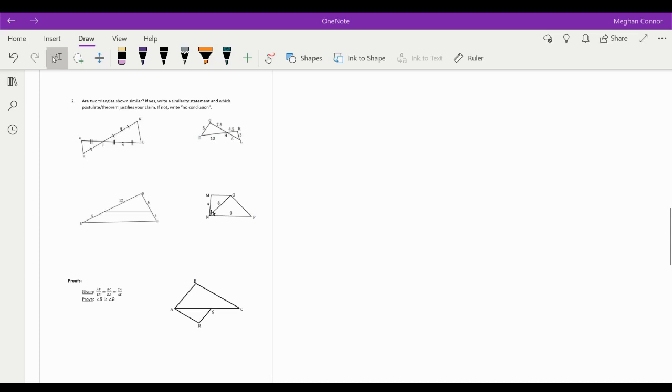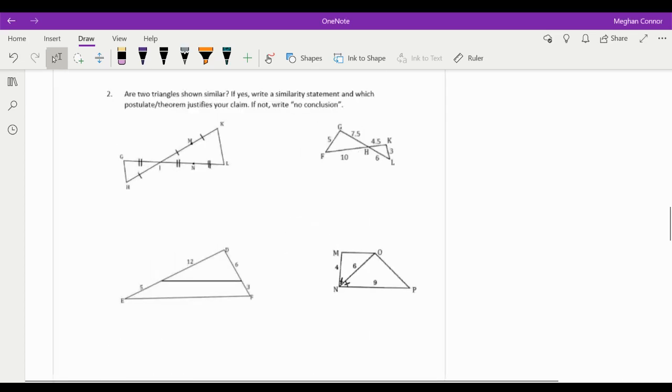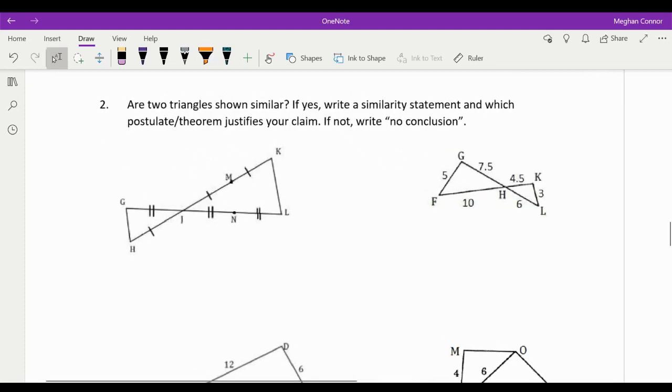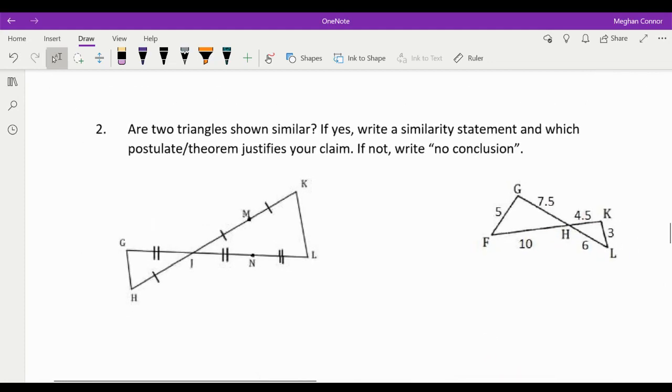All right, we are going to finish our warm-up for today, getting us ready for the proofs. We're going to spot whether or not these two triangles are similar. We don't have to prove it, we just have to know if they are, and if they are, we're going to write a similarity statement and the reason, the postulate or theorem that we used to determine whether or not these two triangles were similar.